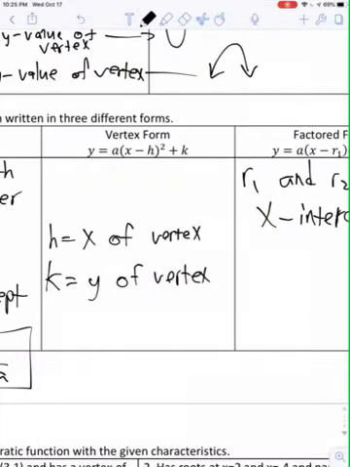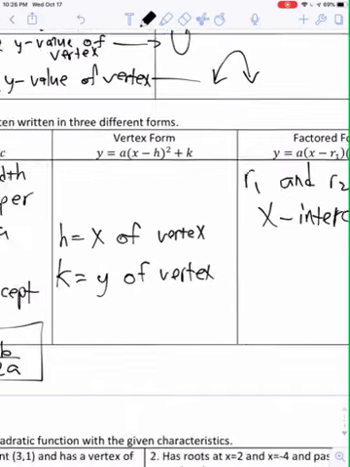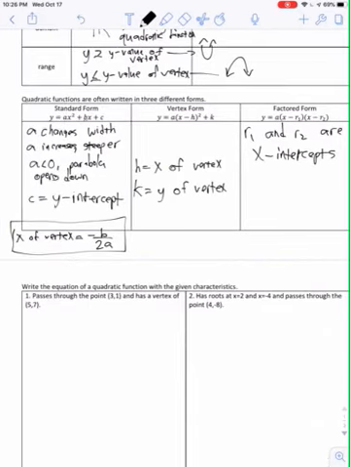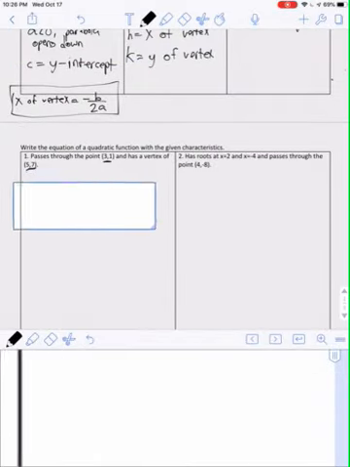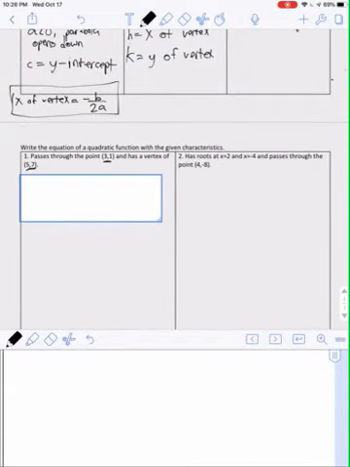So we'll talk about how to convert between the three forms later, but right now it's just good to know the three forms. Okay, so we can use these to write the equations of quadratic functions. So if we want to write one that passes through the point 3, 1 and has a vertex of 5, 7, since it gives us the vertex, the most convenient thing to do is use vertex form.